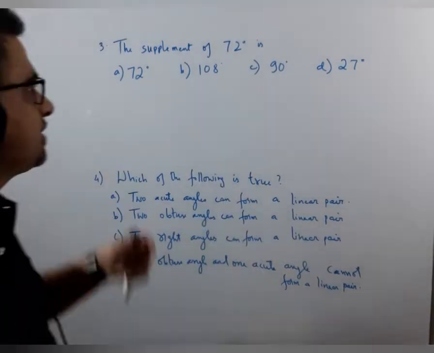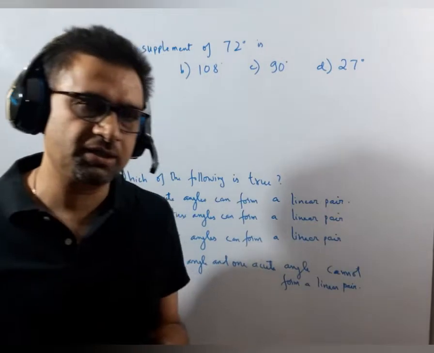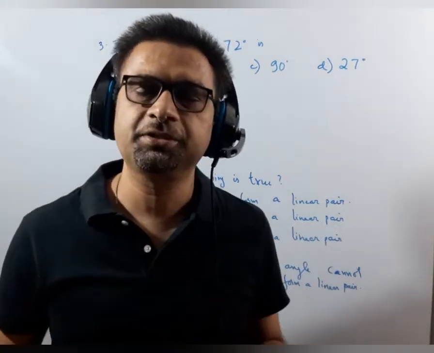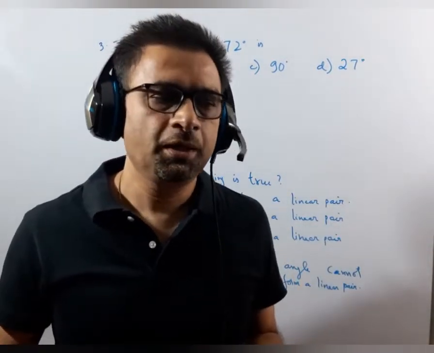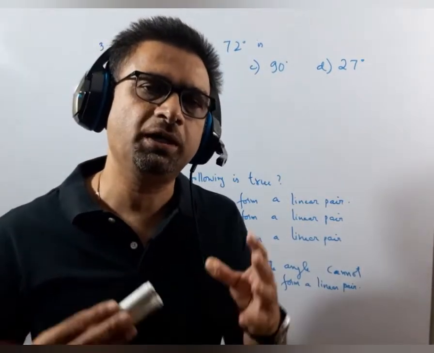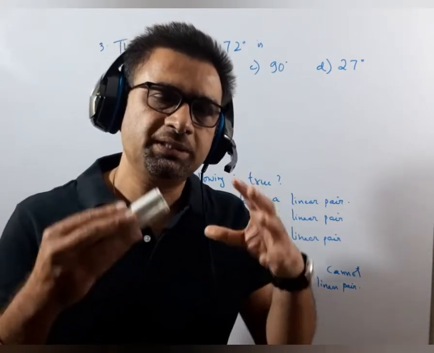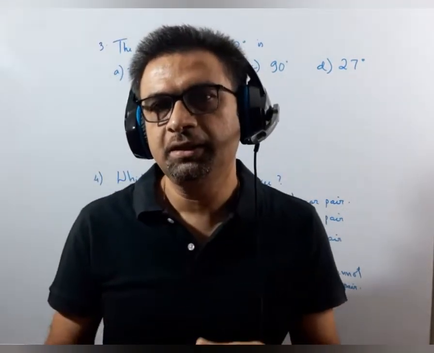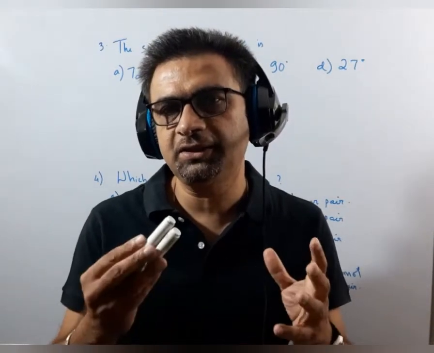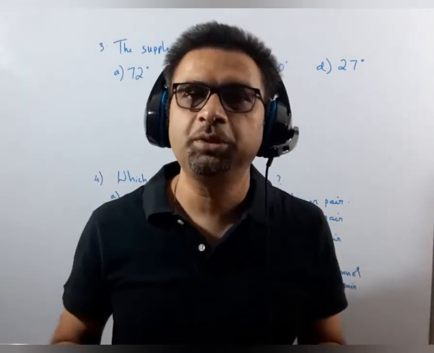Well, the next question, the supplement of 72 degrees. Now, before that, we have got to understand what supplement and supplementary angles mean. Supplementary angles: two angles are said to be supplementary when they add to 180 degrees. In other words, when the sum of two angles is 180 degrees, they are said to be supplementary angles. And in this case, one is said to be the supplement of the other.